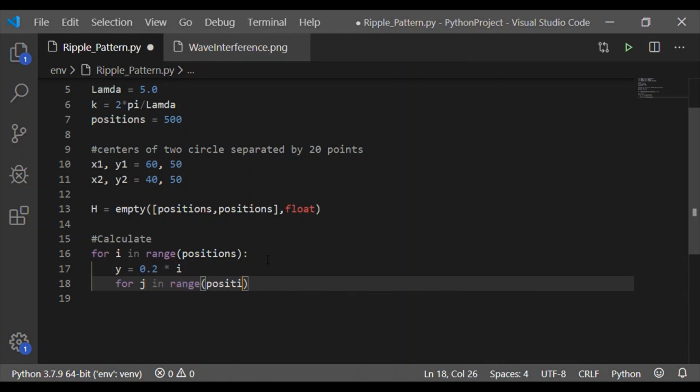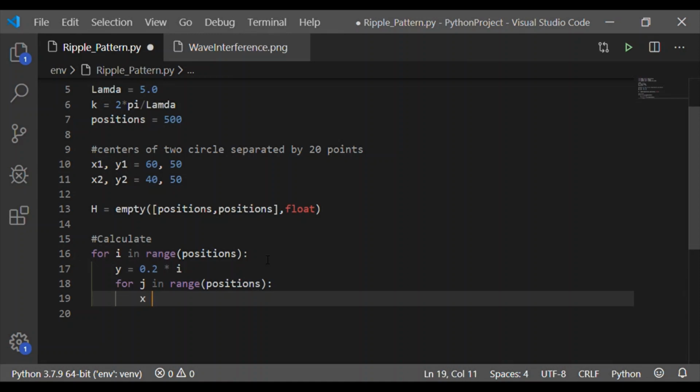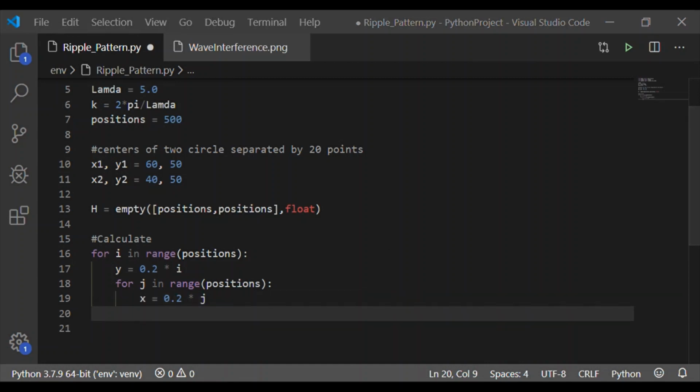So now first let us calculate the x and y values for 500 positions and store them into the array h. So for i in range of positions, y is 0.2 times i, and for j in range of positions, that is j for every i, x equals 0.2 times j.